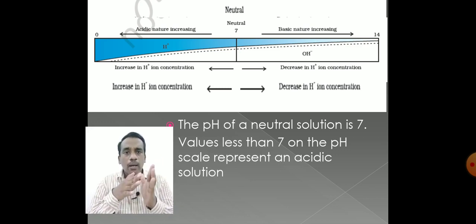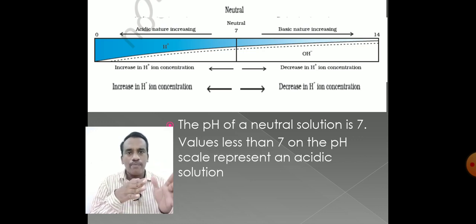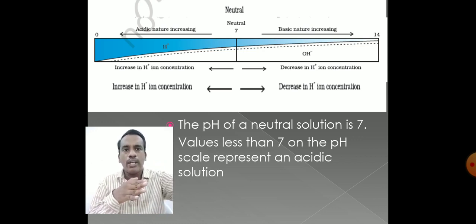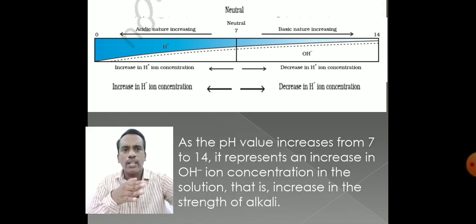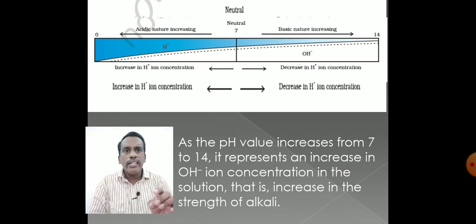Coming to the values above 7, that is 7.1 to 14, here what is decreasing? The H plus ion concentration is decreasing, whereas the OH minus ion concentration is increasing in the solution. That is, the bases that are soluble in water to give OH minus ions we call alkalis.